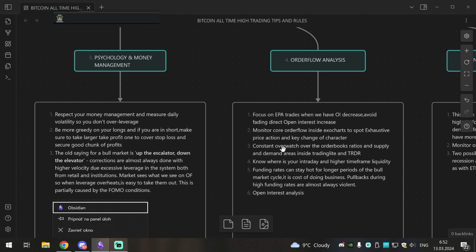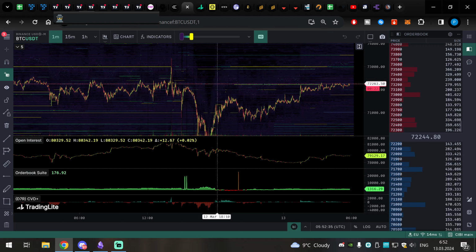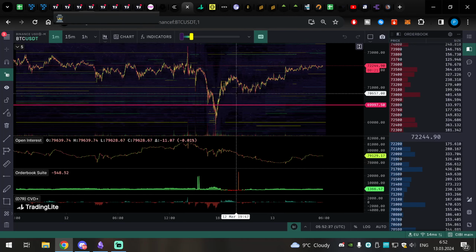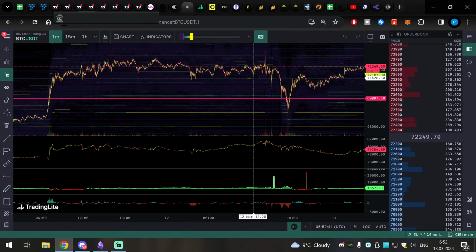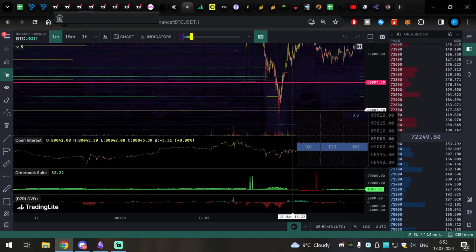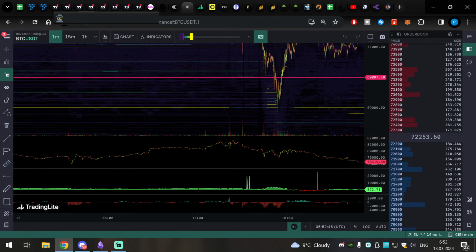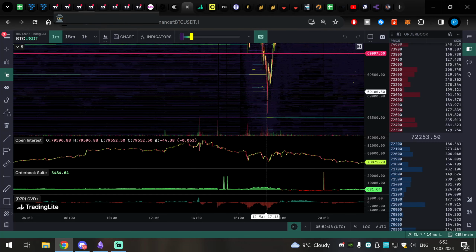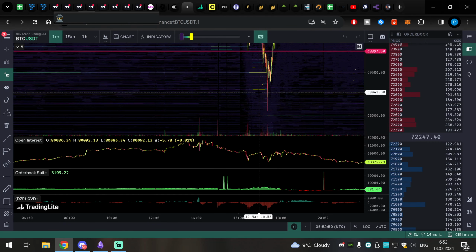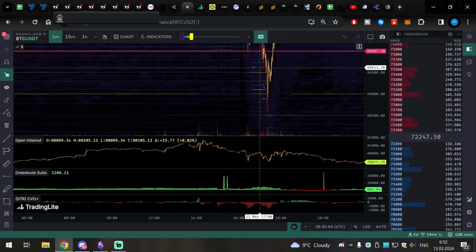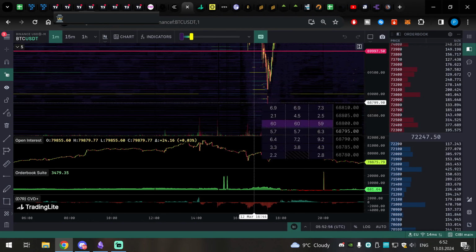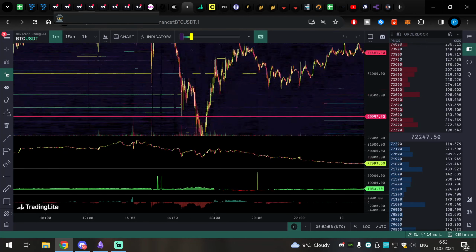We also do constant overwatch over the order books, ratios, and supply and demand areas inside Tradinglite and TRDR. So 80% of my decisions are made with Tradinglite. For example, even yesterday, here was the main change of character. We had some nice orders from the perpetuals yesterday, but in our main intraday support many orders were showing up. Over 100 million were ready to absorb any forced sellers at the end of the liquidity node. So for me, it was a great sign. I will be longing as well.